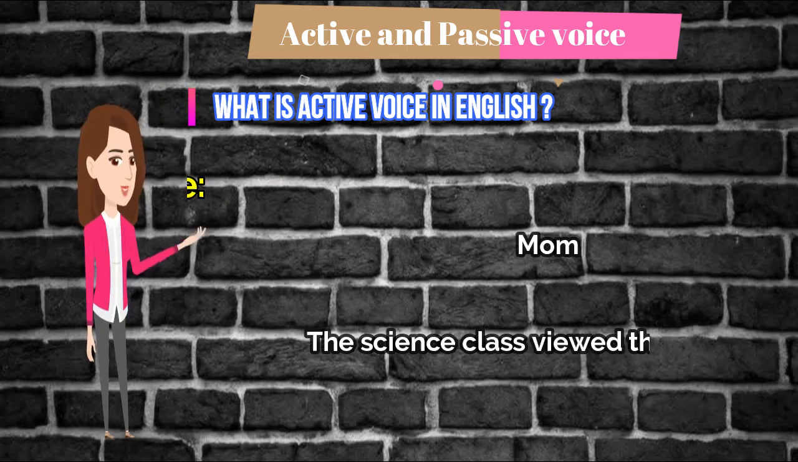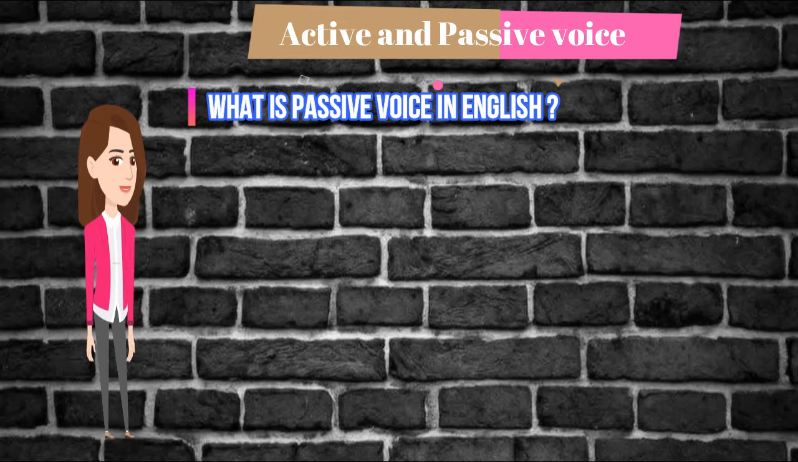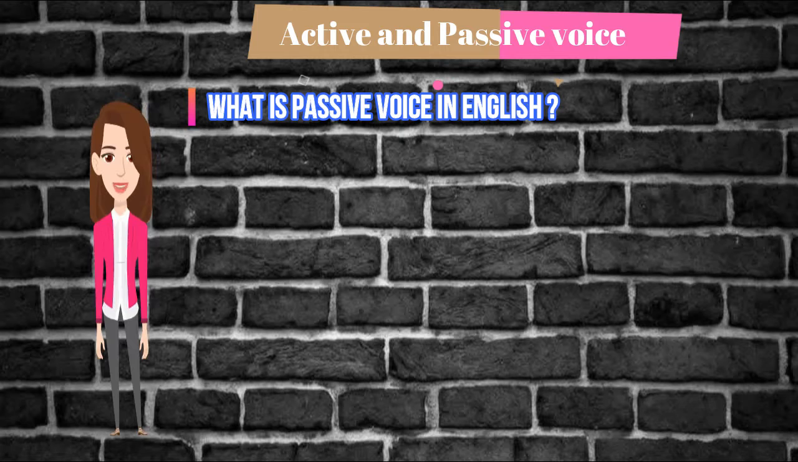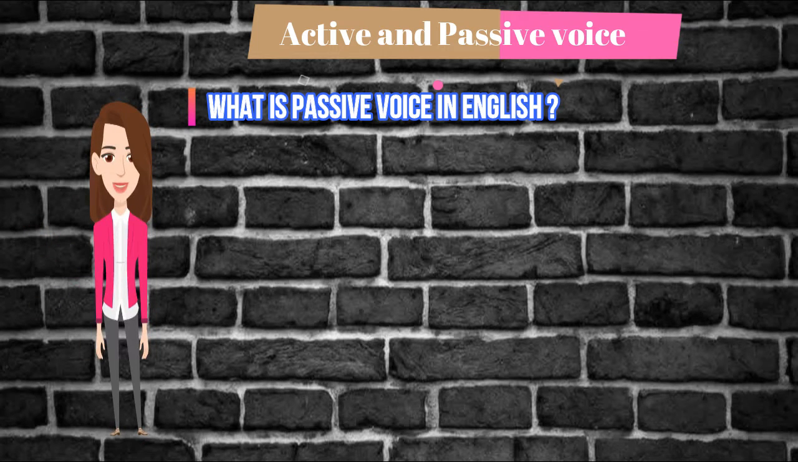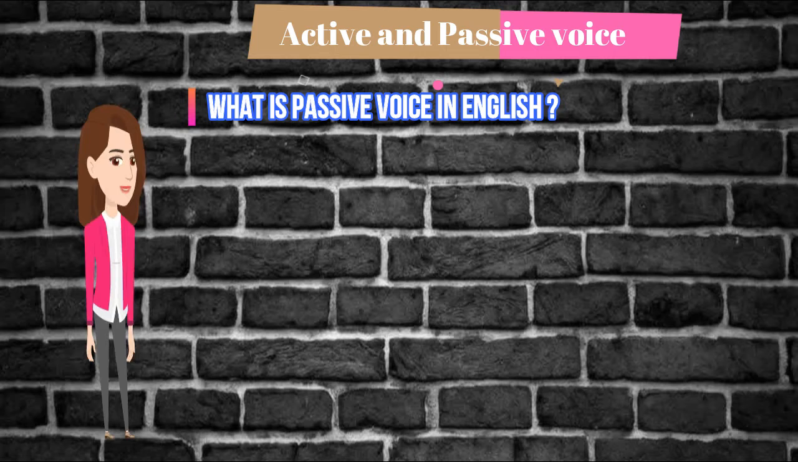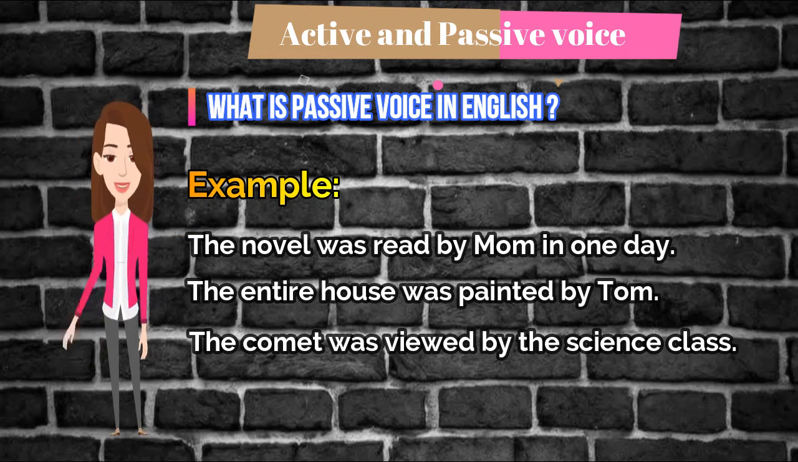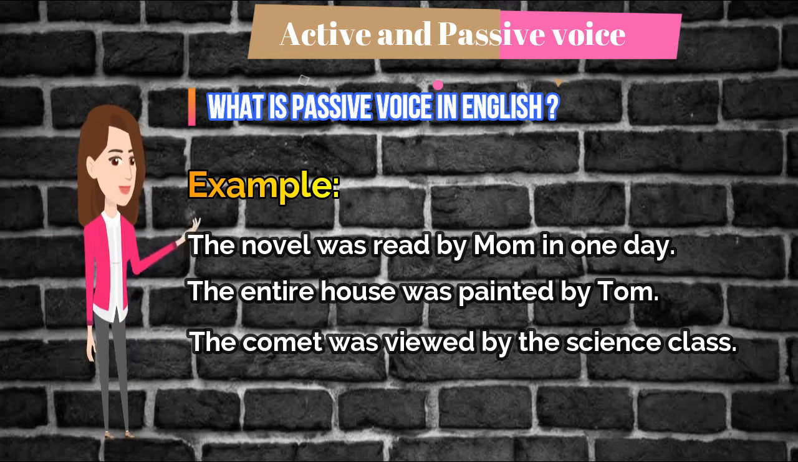Next, I am going to define what passive voice is in English. The passive voice is used to show interest in the person or object that experiences an action rather than the person or object that performs the action. In other words, the most important thing or person becomes the subject of the sentence. Let us see some examples of passive voice. The novel was read by Mom in one day. The entire house was painted by Tom. The comet was viewed by the science class.